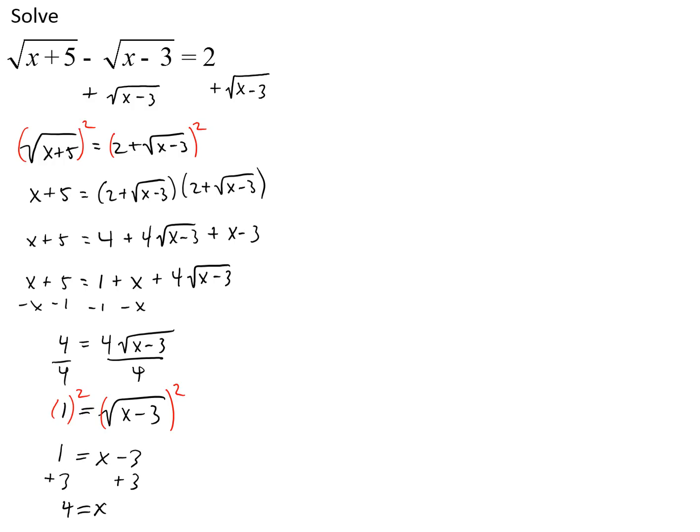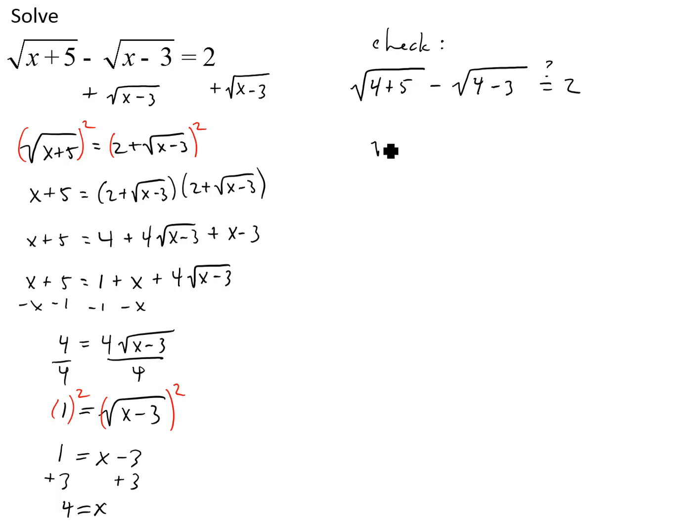Now remember, with radical equations, we need to check our answers. Make sure they work in the original equation. We did end up squaring both sides twice, so we may have introduced an extraneous solution here. So let's go ahead and plug a 4 in for x and see if we get a true statement. So we'd have the square root of 4 plus 5 minus the square root of 4 minus 3, and we'll see if that's equal to 2.